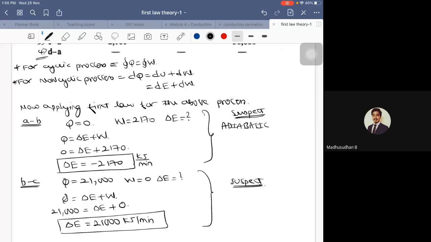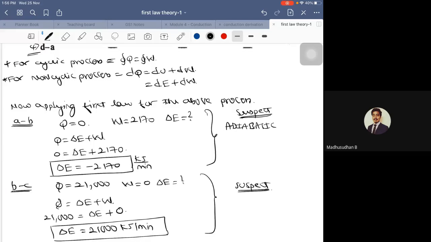Now, B to C, what is the process here? Isochoric. Work is zero, sir. Very good. I'm happy. So this is an isochoric process because the work done is zero. It is not required for the problem, just for our understanding.